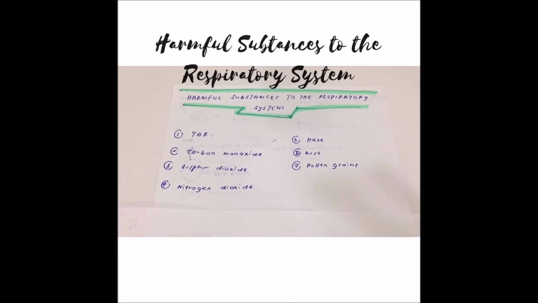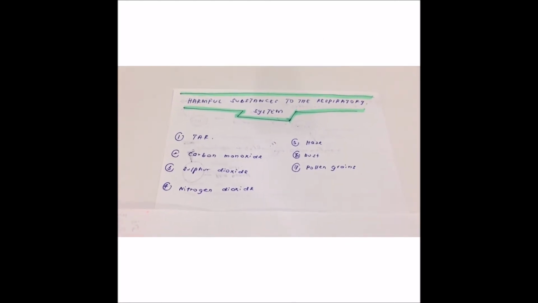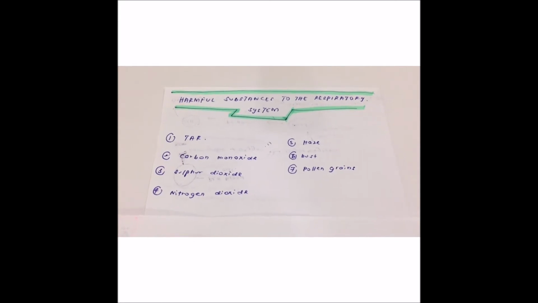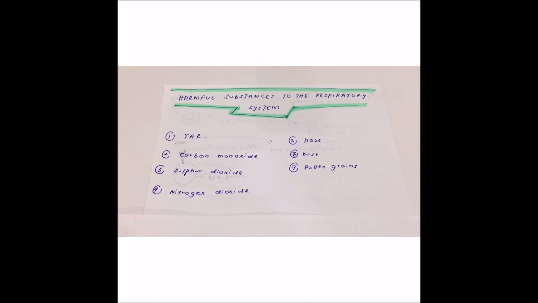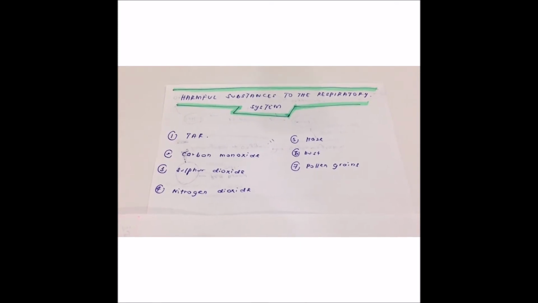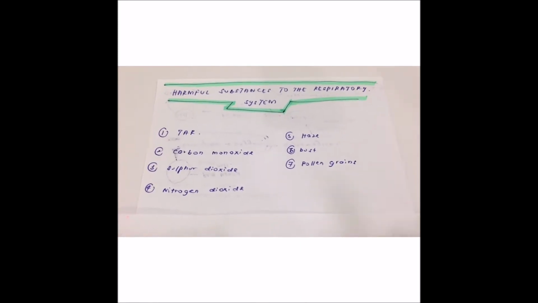Harmful substances to the respiratory system. There are a total of 7 harmful substances to the respiratory system. They are tar, carbon monoxide, sulfur dioxide, nitrogen dioxide, haze, dust, and pollen grains.